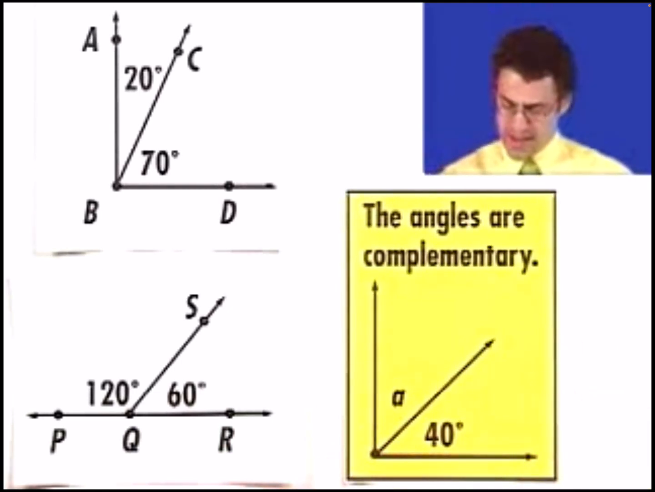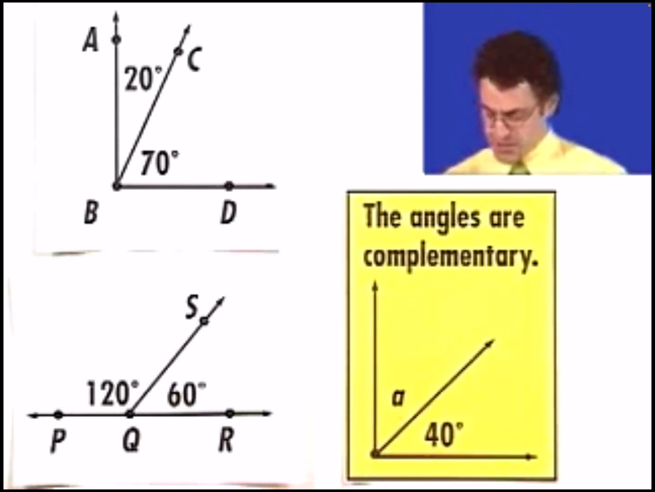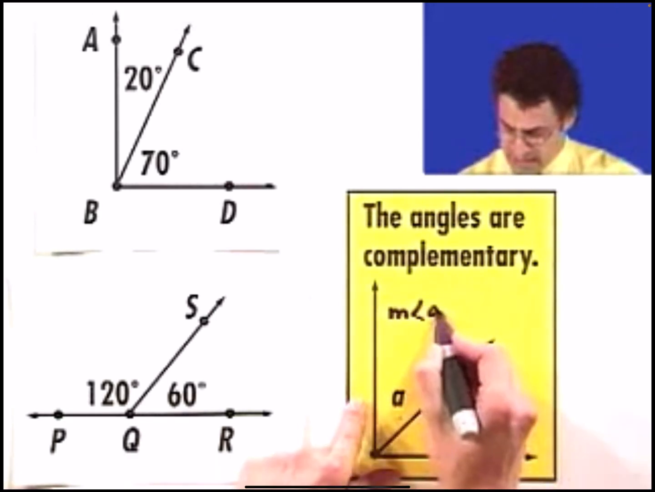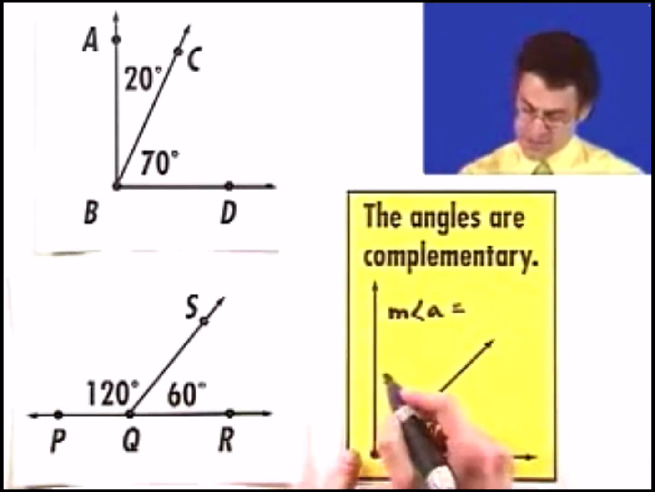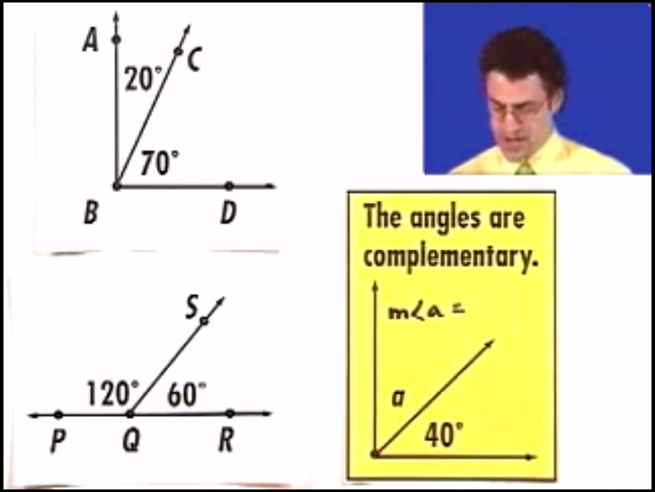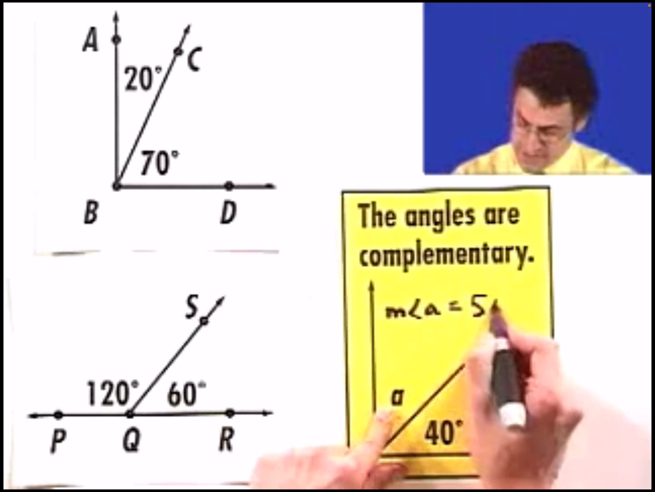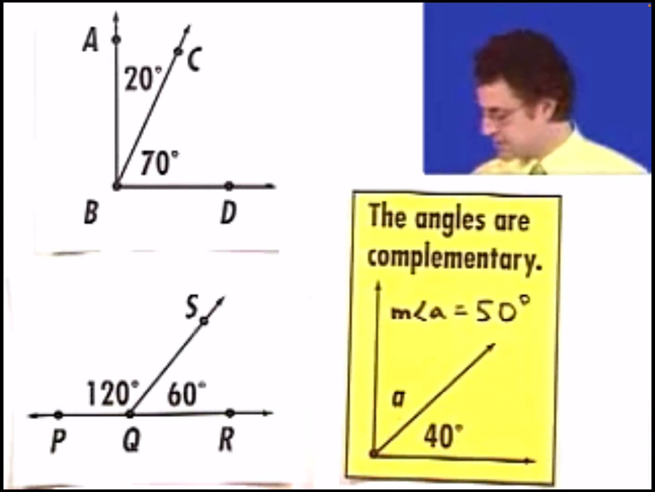All right, given that as sort of the little setup, let's have some fun and see if we can actually figure out some angles. So here's the first challenge. We're told that this angle here and this angle here are complementary angles, and our mission is to find the measure of angle A. Well, if they're complementary, then we know that the sum of these two angles equals 90 degrees. And so therefore, what must A be? A must be 50 degrees. Why? Because 50 plus 40 equals 90.